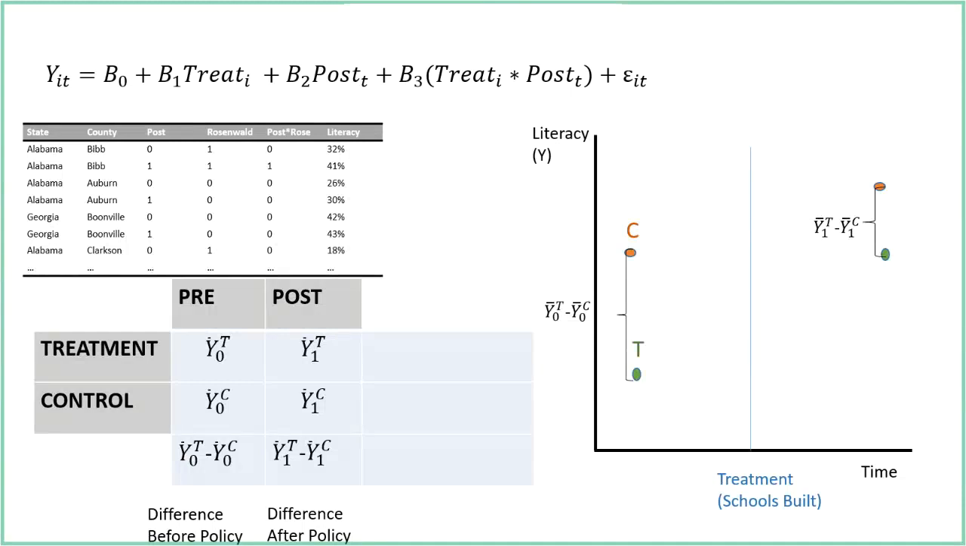So you can imagine looking at the difference between the treatment and the control counties before any Rosenwald schools were built. That's going to be the vertical bar here on the left. And then you can imagine looking at the difference between those counties after the schools were built. That's going to be the vertical distance here on the right. And what a difference in difference does, what this regression is doing, is essentially estimating the change in the gap between treatment and control. The cool thing about difference in difference, before I go on, is you'll notice that the control schools and the treatment schools do not start out in the exact same place.